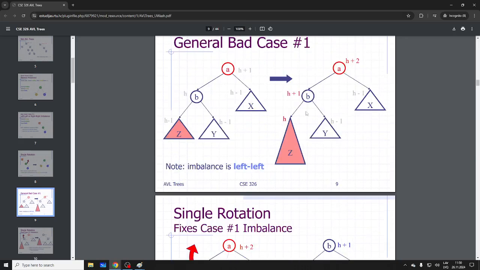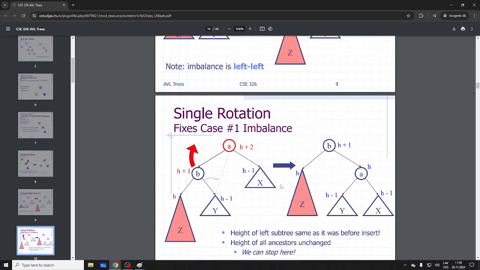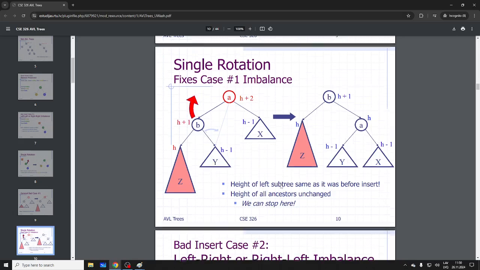B moves up and becomes the new root, A moves down, but look at this, this is the tricky part. We can do this type of rotation, but A, the previous root, takes on the child from the new root, because there's no space. It's all full. You need to move it. And now h minus 1, h minus 1. So now everything looks pretty decent. This is a good way, it fixes the case one imbalance. Tricky, right?